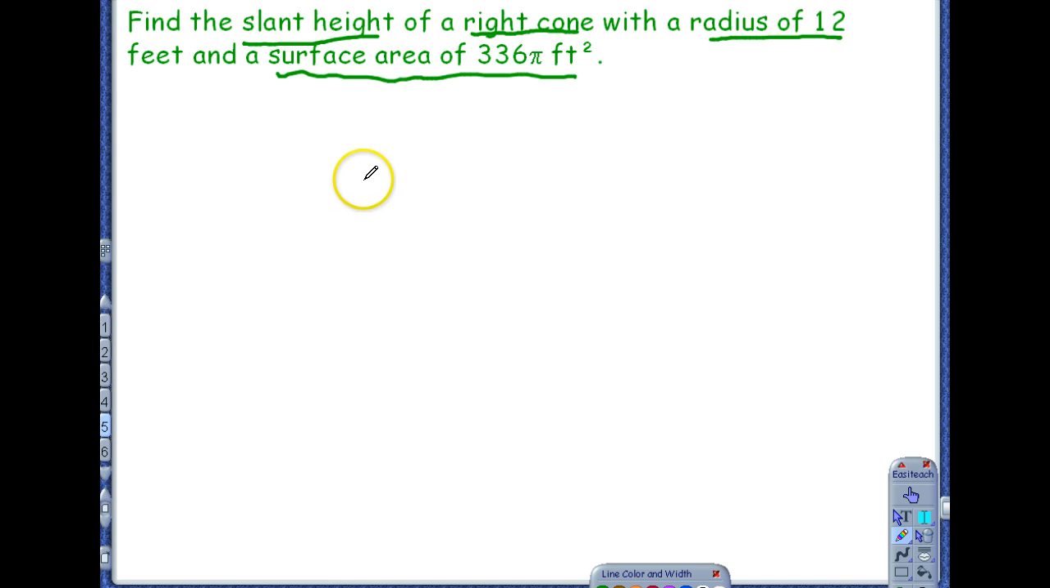Okay, so what's the first thing I probably still want to do? Well, I see that we're dealing with a right cone, and I see the words surface area. Let's write down the surface area formula. So surface area equals pi r squared plus pi rl. Here's what I'm thinking. I know the surface area, I know the radius, and the unknown is the slant height. So I have everything I need to find that. This is kind of working backwards. This is more of solving an algebraic equation, essentially.